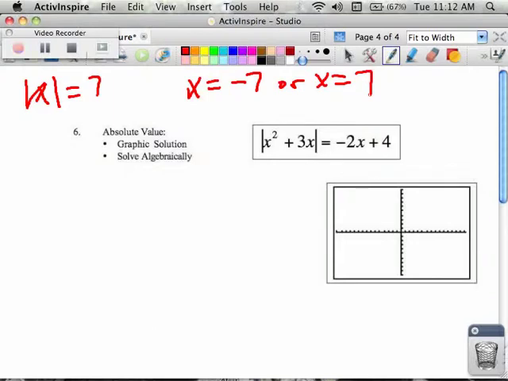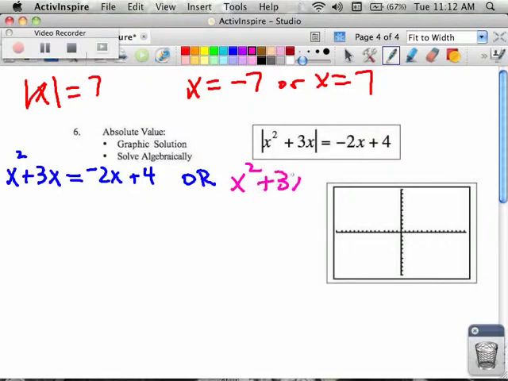Let me show you what I mean. In our particular problem here, what I'm trying to tell you is either the x squared plus 3x is equal to the minus 2x plus 4, or the x squared plus 3x that I see in there is equal to the opposite of all of that stuff, negative 2x plus 4. Just like the 7 and the -7. So the stuff in the blue is like the 7, and the stuff in the pink is like the -7. It's either equal to what you see, or its opposite.